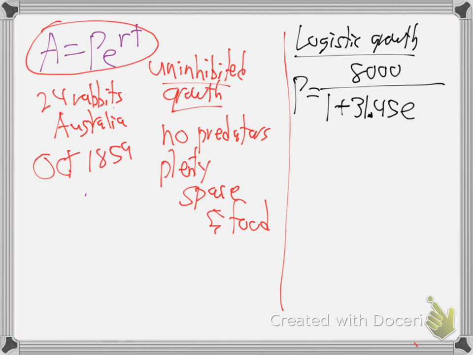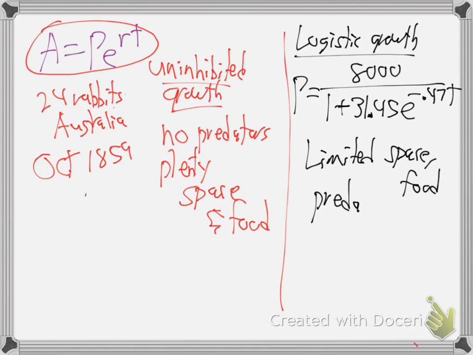31.45 e to the minus 0.47 t, I think. Okay, that's called the logistic growth model. So in other words, that is for limited space and food and predators involved. Limited resources, yes, limited resources and predators.